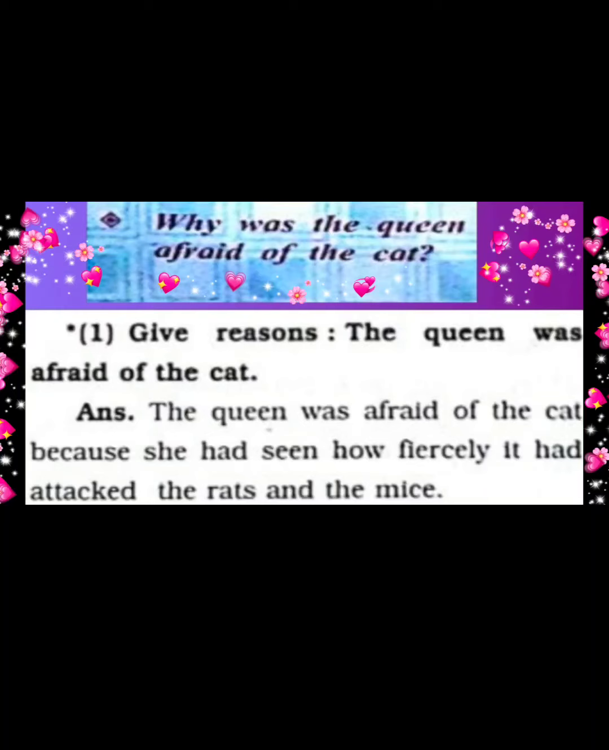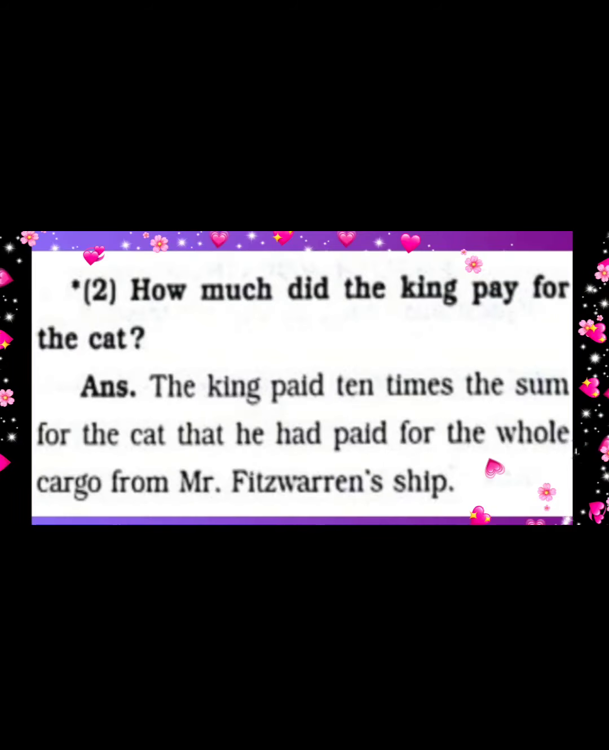Why was the queen afraid of the cat? Because she had seen how fiercely it had attacked the rats and the mice. Next is, how much did the king pay for the cat? The king paid 10 times the sum for the cat that he had paid for the whole cargo from Mr. Fitzwarren's ship. So much money he got from the king.